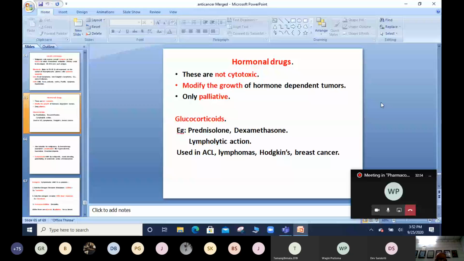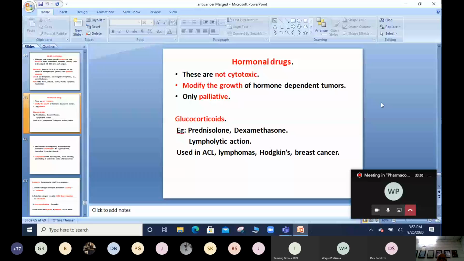Next group of drugs, hormonal drugs. It is the third major group. These drugs are not cytotoxic, but they modify the growth of hormone-dependent tumors. Which hormone? Sex hormones, estrogen, progesterone dependent tumors. These drugs are only palliative. They try to reduce the recurrence or try to reduce the size of the tumor.